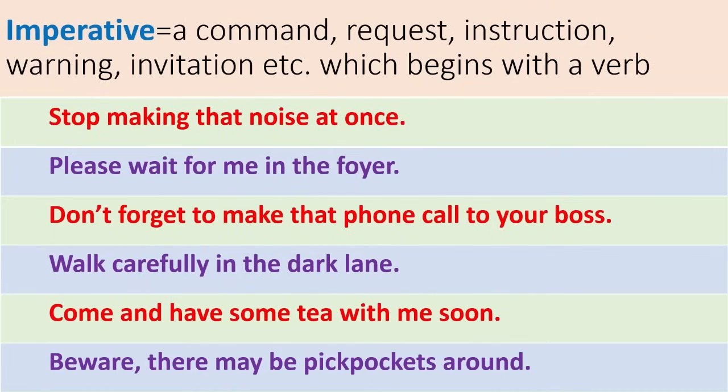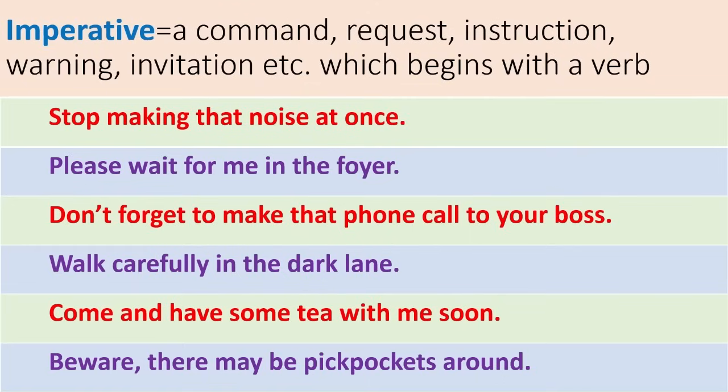Look at the six examples. Stop making that noise at once. Here you put a full stop. But sometimes if it is a very strong emotion, you can also put an exclamation here. So in an imperative sentence also, an exclamation mark is allowed. In an exclamatory sentence, you have to put it. In an imperative sentence, you can always have a full stop. Please wait for me in the foyer. Now this is a request. You don't need to put an exclamation here.